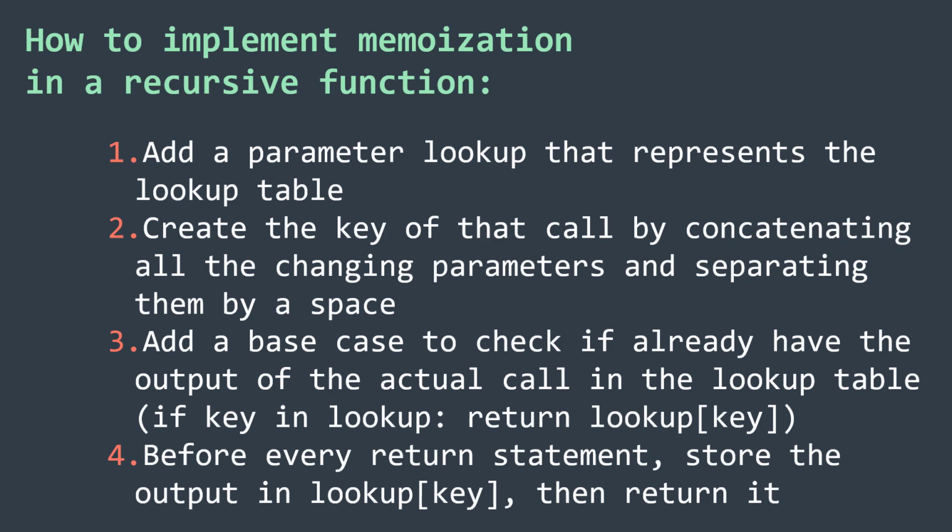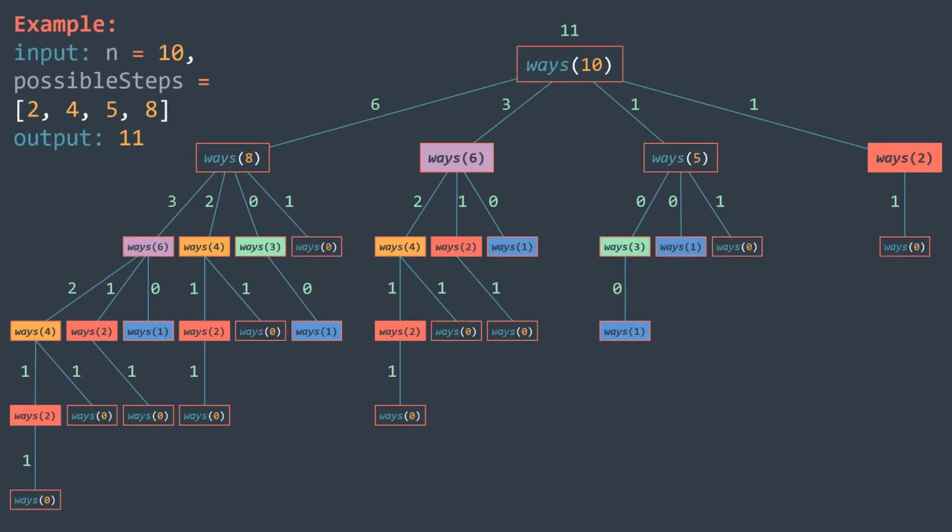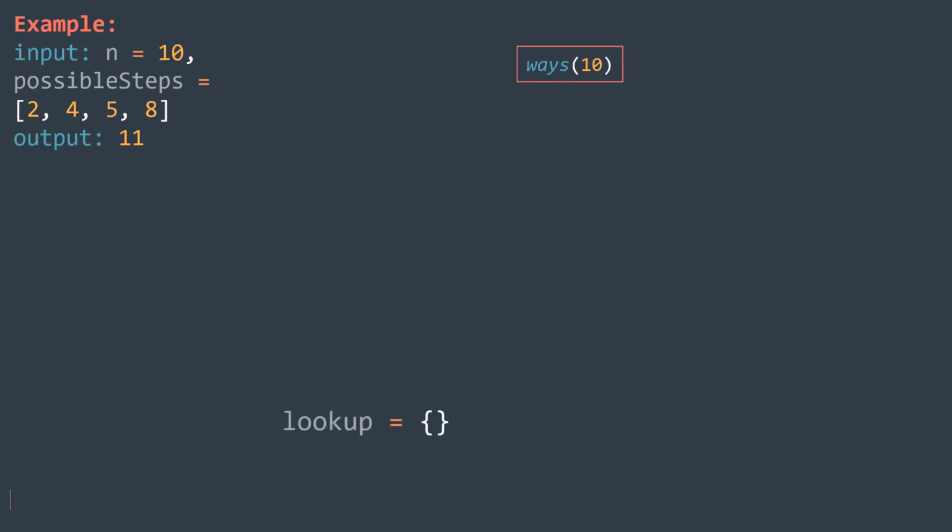These steps are the general process to follow to implement memoization in a recursive function, but let's see an example on how to optimize the ways to climb stairs recursive function we've seen previously. Remember that we solved the problem recursively, but the problem is that we got repeated recursive calls. So let's see how the process works by adding a lookup map.